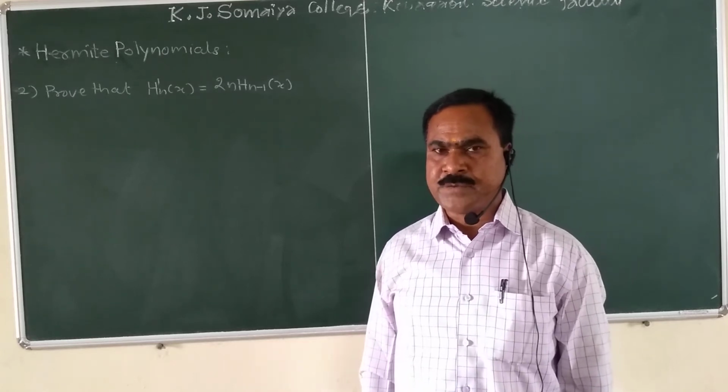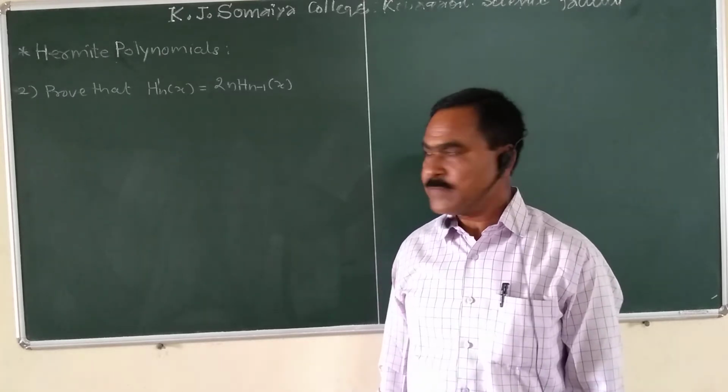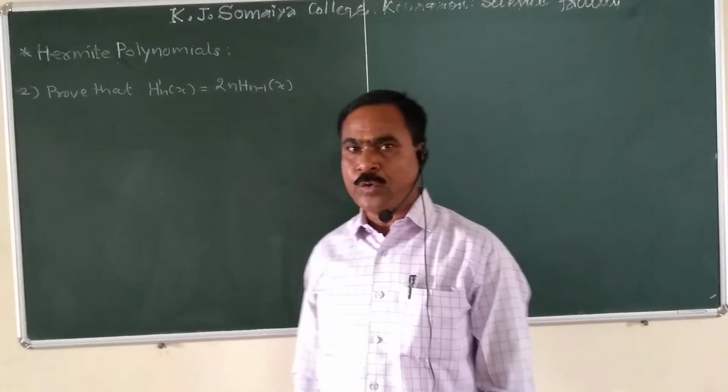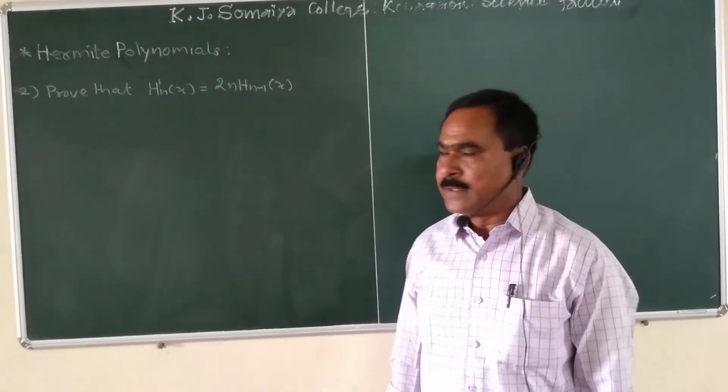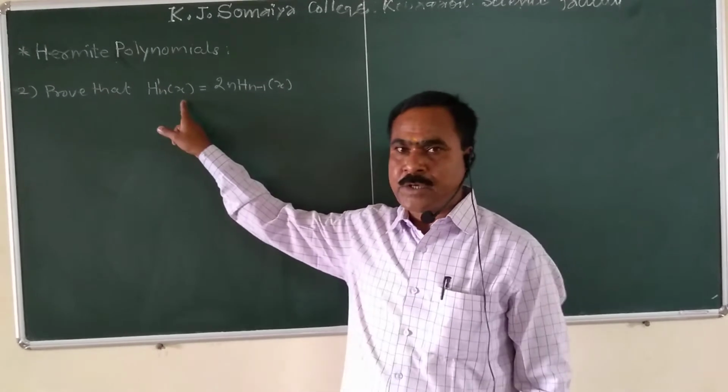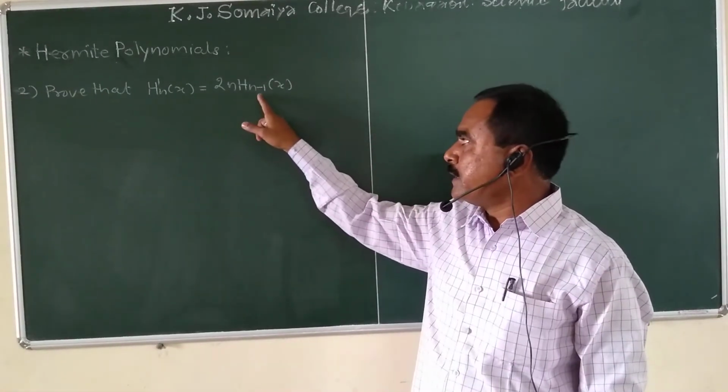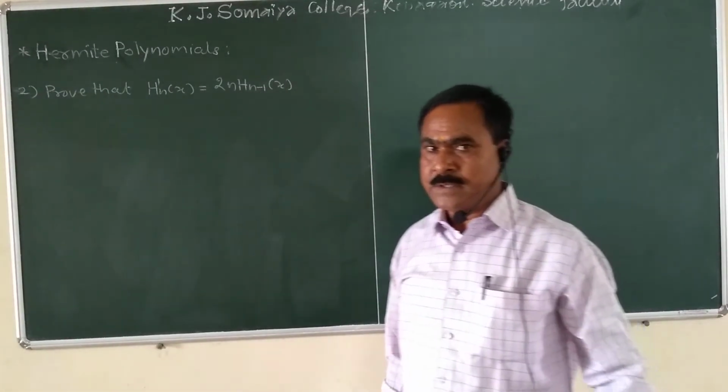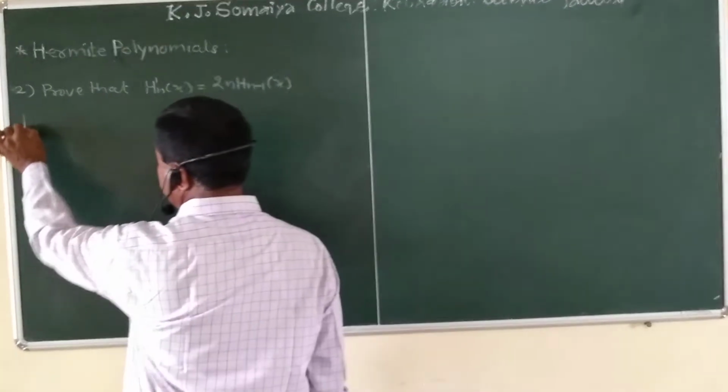In the last lecture, we have seen the first property. So, in this lecture, we are going to prove the second property. The second property is Hn'(x) equal to 2n Hn minus 1 of x. So, we take the proof.